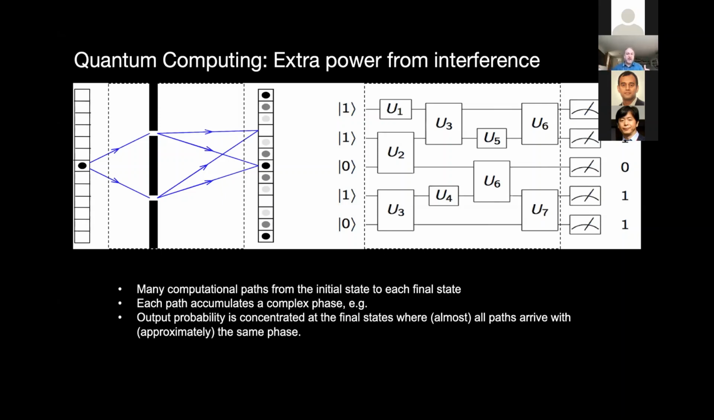You need to design it so that the right answer gets positive interference, constructive interference, and occurs with high probability, and all of the wrong answers that you're not interested in get destructive interference and occur with low probability. And so our quantum algorithm then is something that starts out with an n-qubit state. It goes through this exponentially large space, and then it constructively interferes out the n-qubit answer that you're interested in.